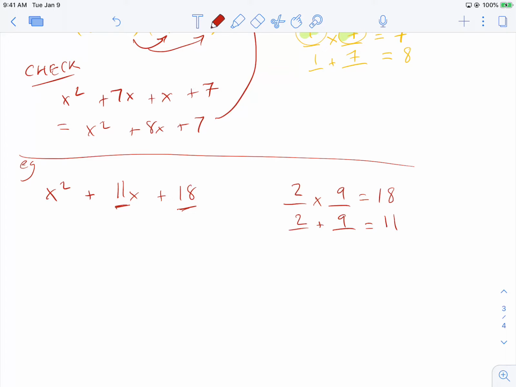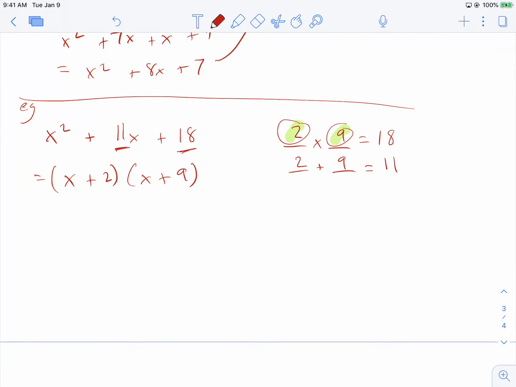So that's great. We found our two numbers again, and now we can just write them exactly like we did last time. We're going to have x, and then here we have positive 2, so x plus 2. And then we have x, and what do we have here? We have positive 9, so x plus 9. Excellent.